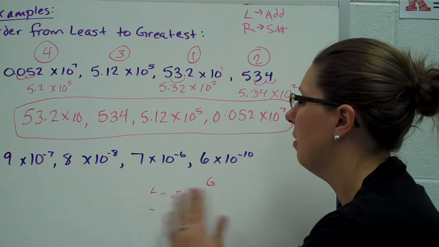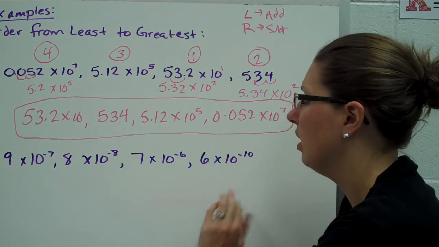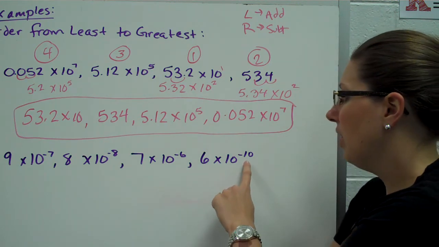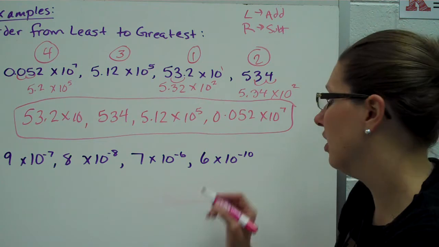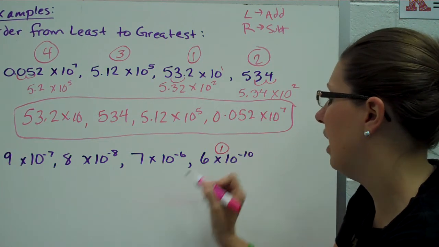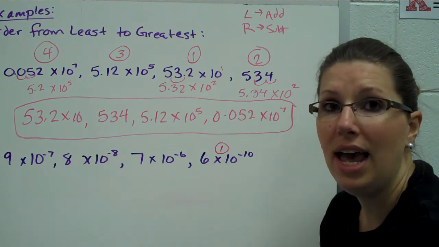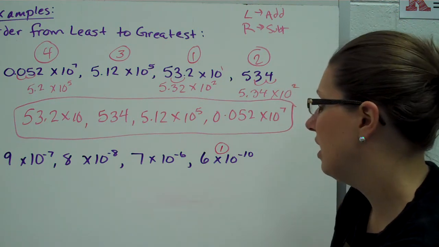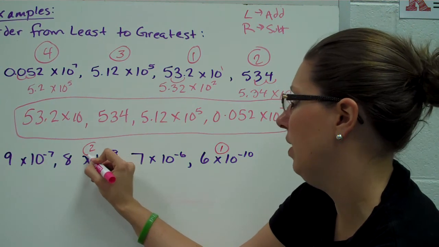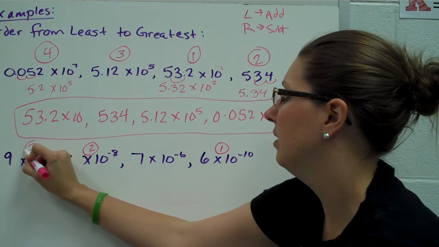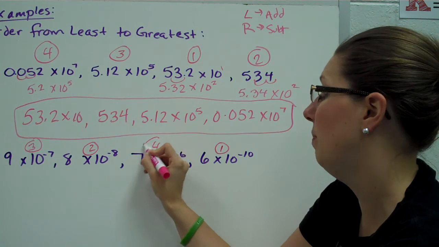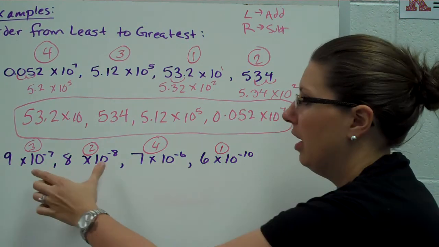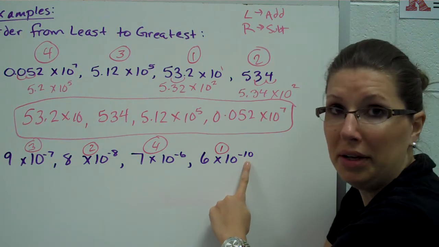So that's something we have to remember when putting these numbers in order. We're solely going to look at the powers. This right here, -10, is actually the smallest power out of all of these. -10 is less than any of these other exponents. The next smallest exponent would be this one, then this one, and then this is actually the biggest. So again, we just focused on the powers, and -10 was the smallest power.